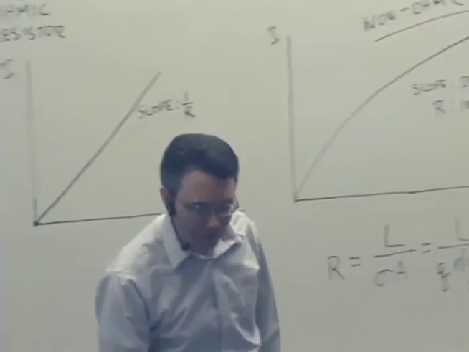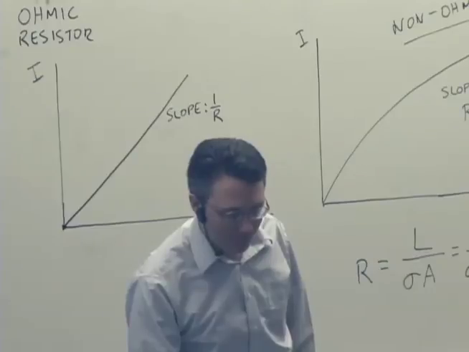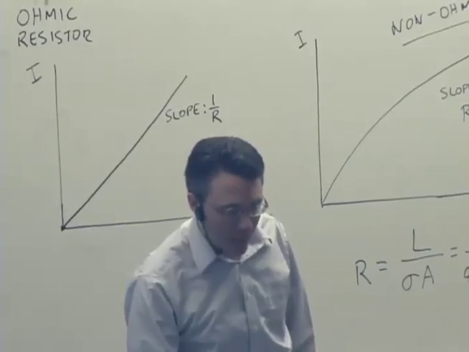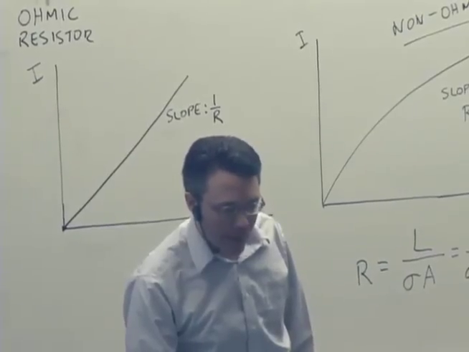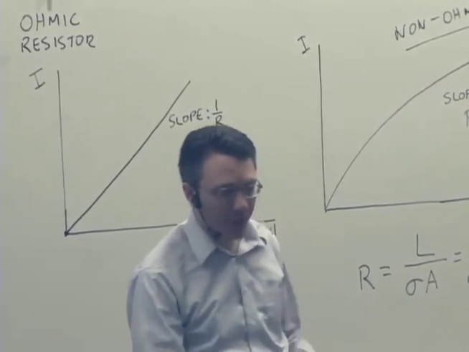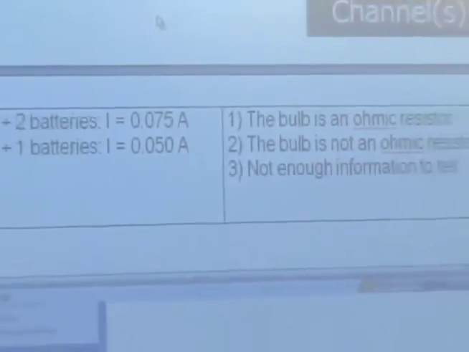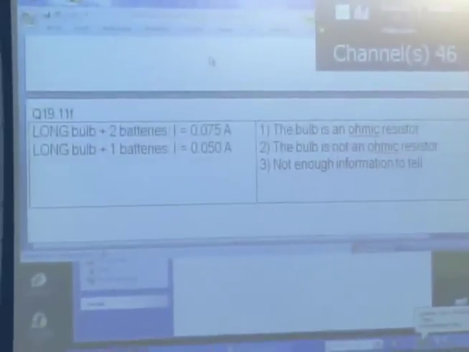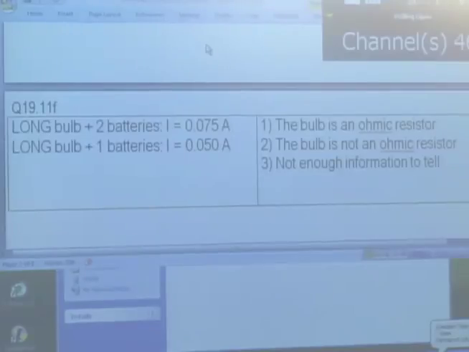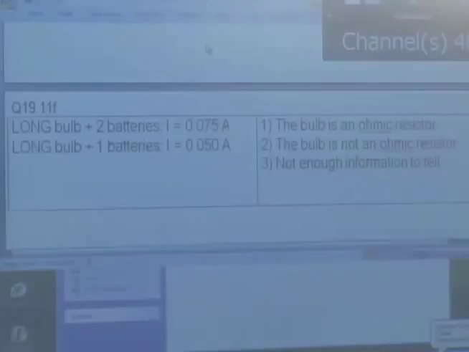So here's a question. You have a light bulb and 2 batteries, and you get a current of 0.075 amps. You have a light bulb and one battery, and you get a current of 0.05 amps. Is this ohmic, non-ohmic, or can't tell? Remember that each battery has a voltage, an EMF, of 1.5 volts.